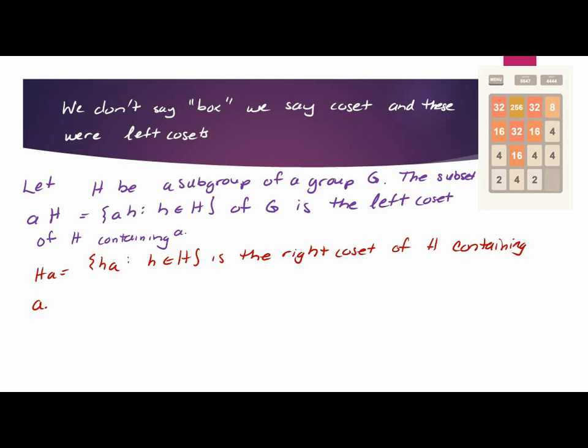Okay, so this one should have been a short computation, right? AH is equal to HA because it's abelian, so it's a quick computation.